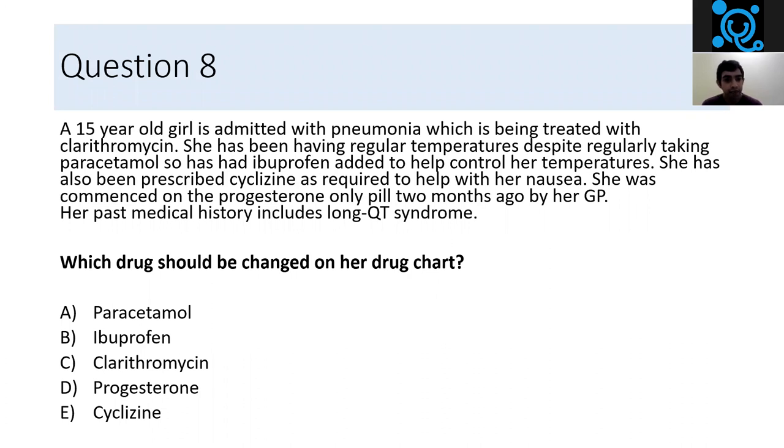Okay. Question 8. A 15-year-old girl is admitted with pneumonia, which is being treated with clarithromycin. She has been having regular temperatures despite taking paracetamol, so has had ibuprofen added as well. She has also been prescribed cyclizine PRN to help with the nausea. She was commenced on the progesterone-only pill 2 months ago by her GP, and her past medical history includes long QT syndrome. So with all those drugs she's on, which drug should be changed on her drug chart?